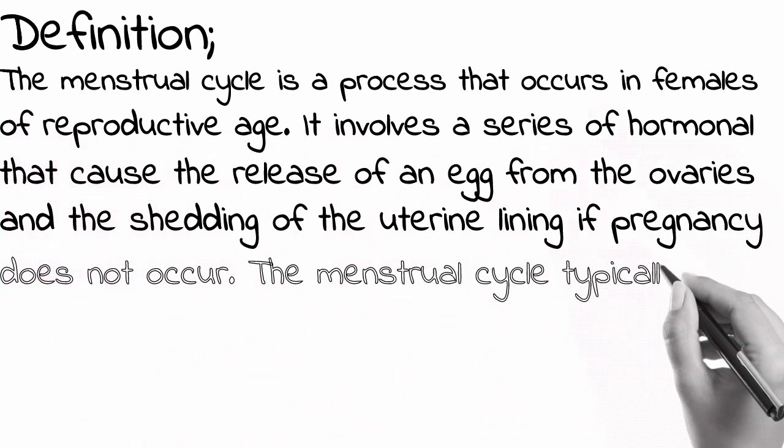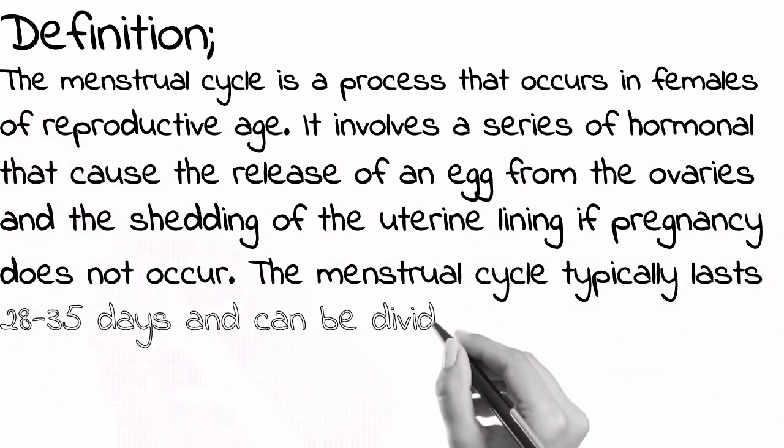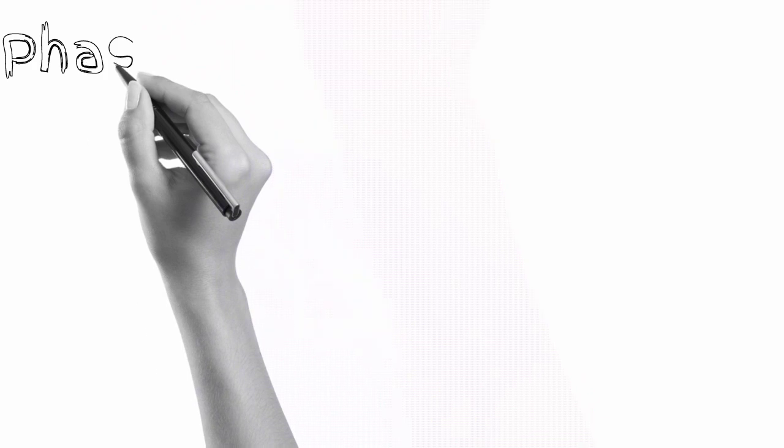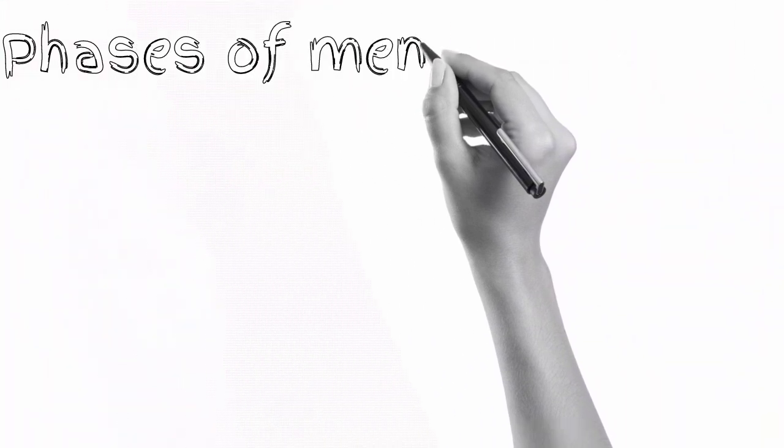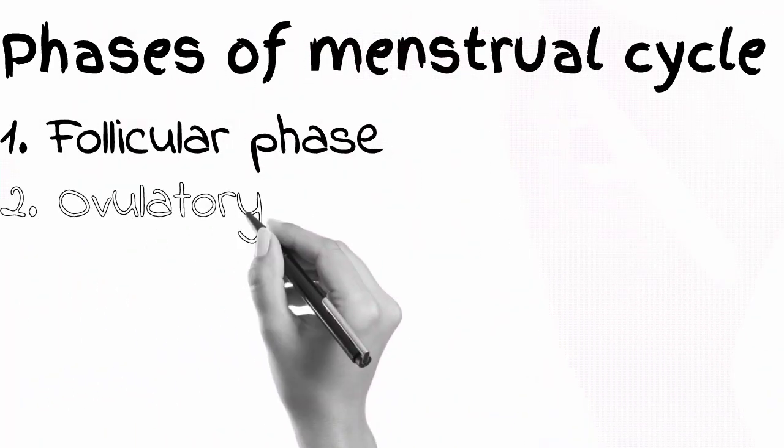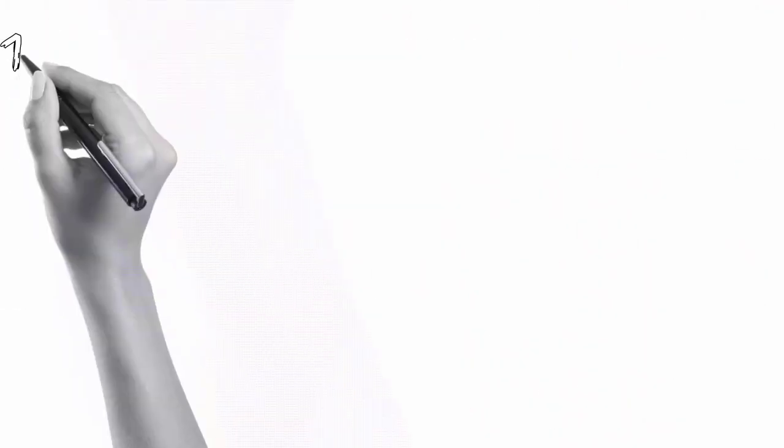The menstrual cycle typically lasts 28 to 35 days and can be divided into 3 phases, which includes follicular phase, ovulatory phase and luteal phase. The regulation of the phases of menstruation cycle and ovulation is through the interaction between hypothalamus, pituitary and ovaries. Now let us look at what occurs in each phase.